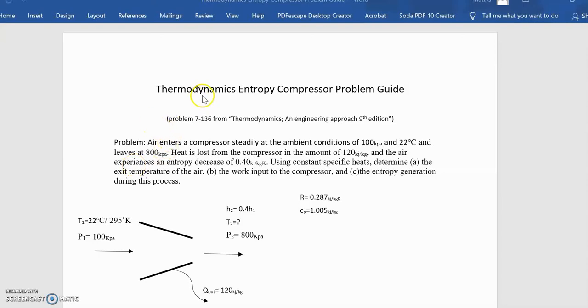So this is going to be a quick guide on a thermodynamics problem involving entropy and compressors. We have air entering a compressor steadily at ambient conditions, 100 kPa, 22 degrees Celsius, and it leaves at 800 kPa. We have a Q out from the compressor of 120 kilojoules per kilogram and an entropy decrease of 0.4. So we're finding the exit temperature of the air, the work input to the compressor, and the entropy generation in all of this process.